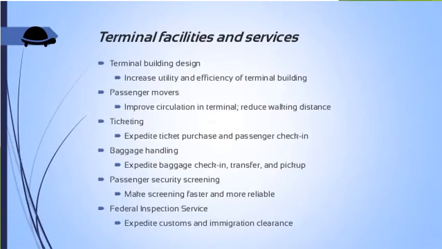So services, the building design should be efficient. It should be circularly moving, meaning it should not disturb any other passenger. Ticketing is separate, baggage handling and pickup transfer is separate, security screening is separate, federal inspection is separate. That is the customs clearance or immigration. So these are the various terminal facilities and services.